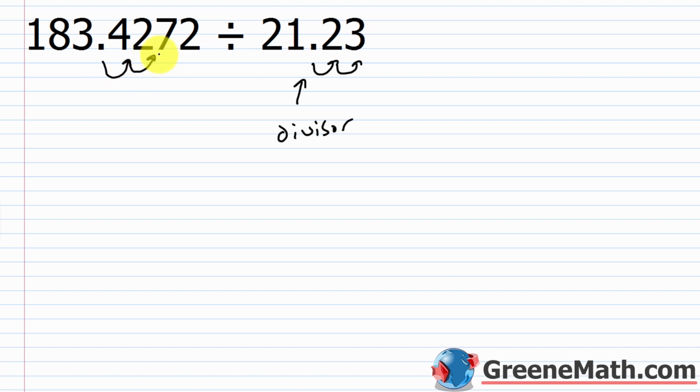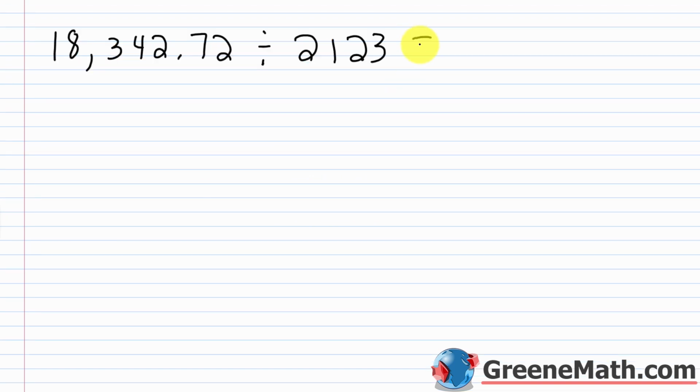A lot of students get confused at first. They can't remember what they need to move. Remember, it's always the divisor, what you're dividing by, that you need to change to a whole number. So I'm going to write this problem now as 18,342.72 divided by 2,123. So now let's crank this out.